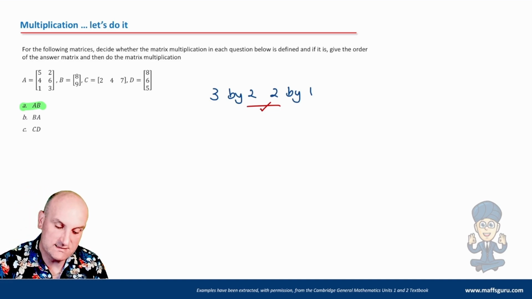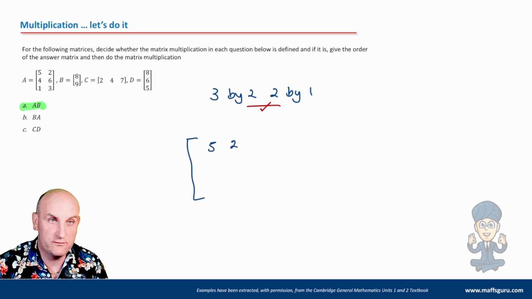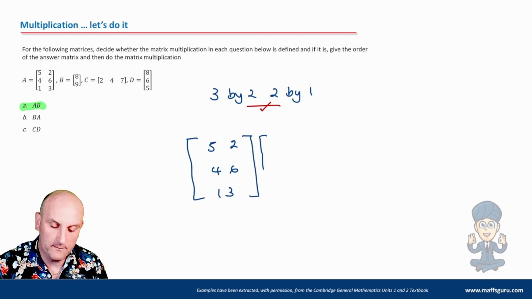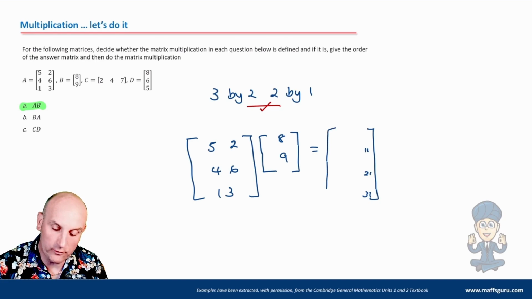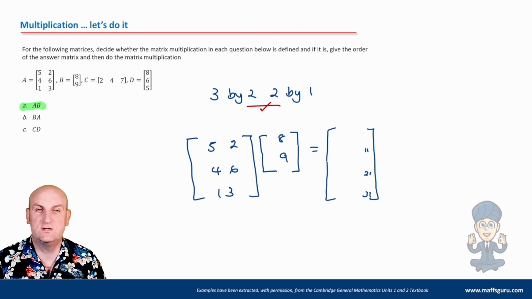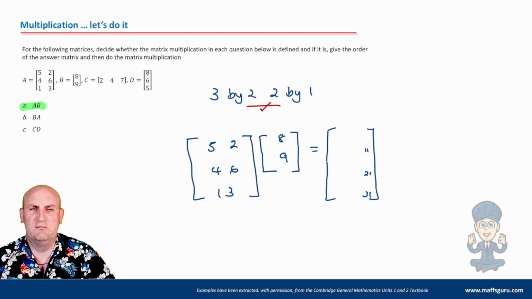Right, so it's defined. So I'm going to copy out my matrix so that I can make my life a bit easier. 5, 2, 4, 6, 1, 3. Multiplied by what I've got here, 8 and 9. So that's going to give me a 3 by 1. And again, I'm going to write 1,1, 2,1, 3,1. And again, I would advise you guys not to do that for any exam questions, because unfortunately they won't know what you're doing and you'll get it wrong.